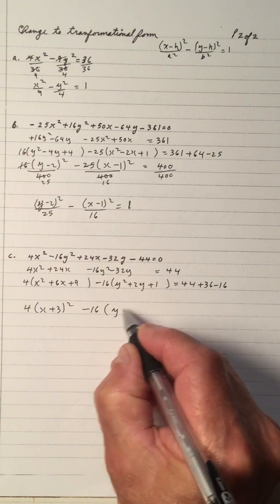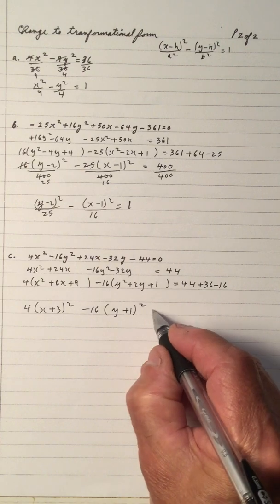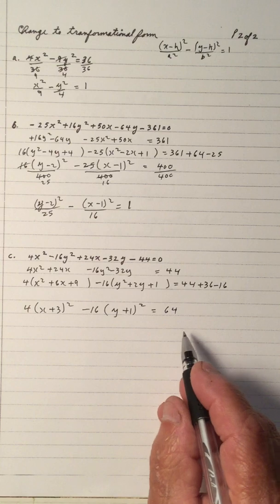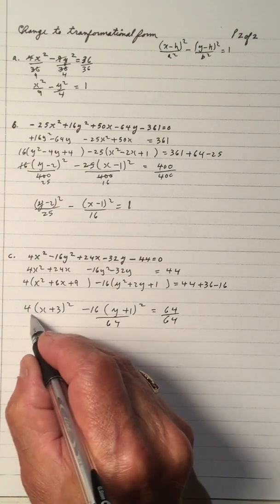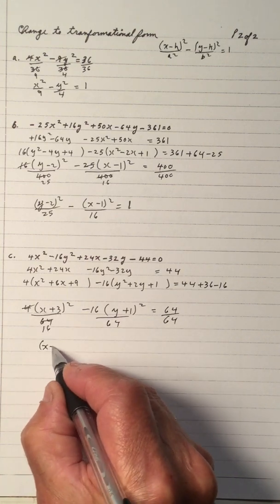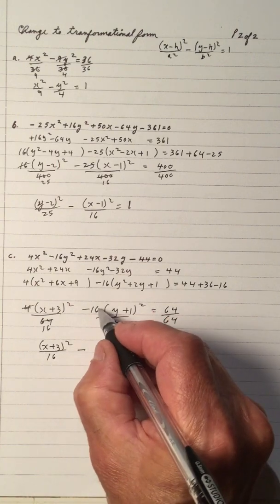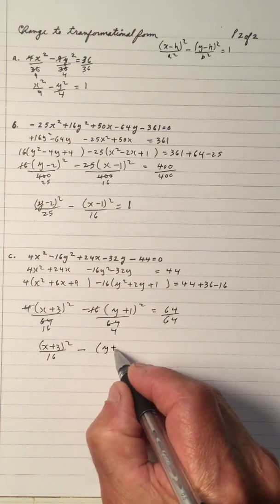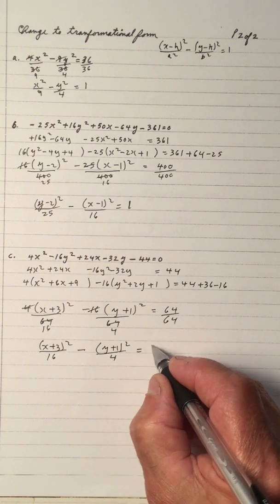And y squared is y. Half of plus 2 is plus 1, and squared. And that all adds up to 64. And we divide each part by 64. 4 into 64 goes 16, so we get (x plus 3) squared over 16. Subtract 16 into 64 goes 4, so we get (y plus 1) squared over 4. And 64 divided by 64 is 1.